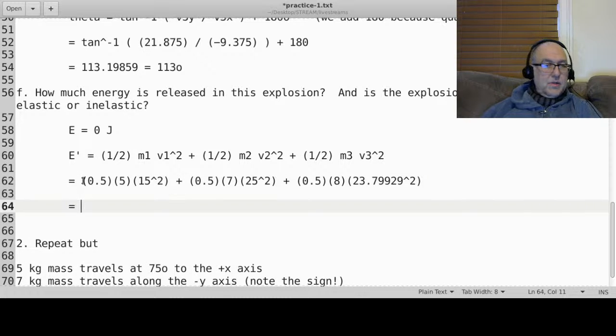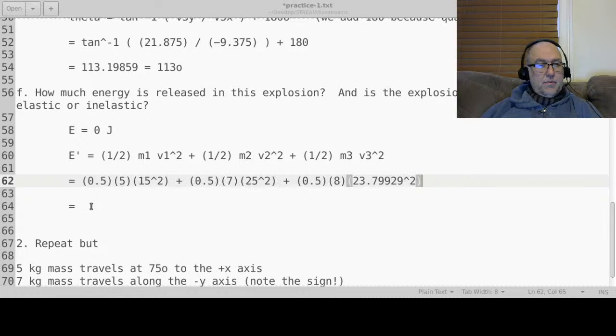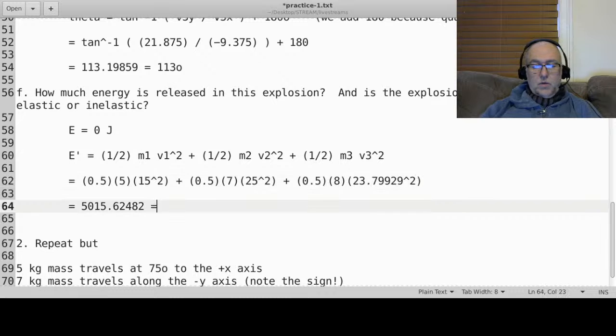That has got to equal this number right here, which will equal, rounding it off, 5,016 joules. Or probably better, like on a test, I'd probably write that as 5.02 kilojoules. So 5.02 kilojoules, which is still not much at all. This is hardly an explosion.